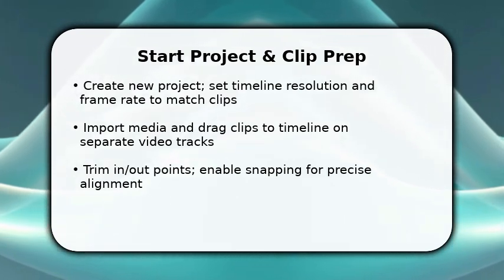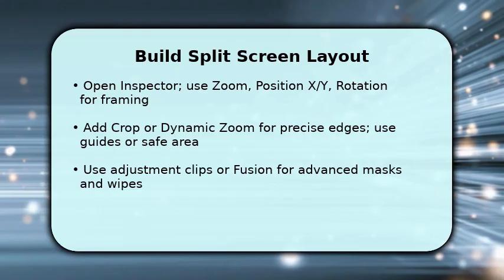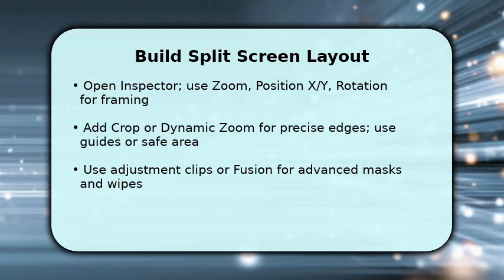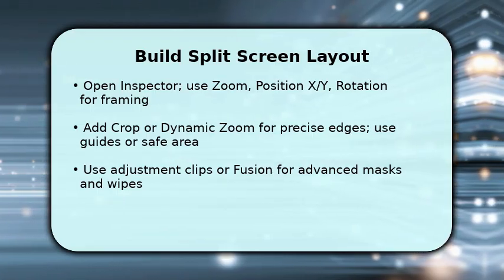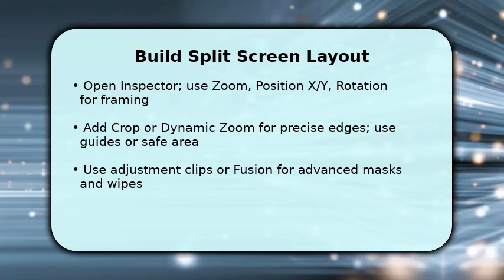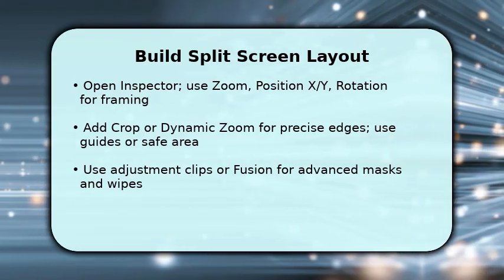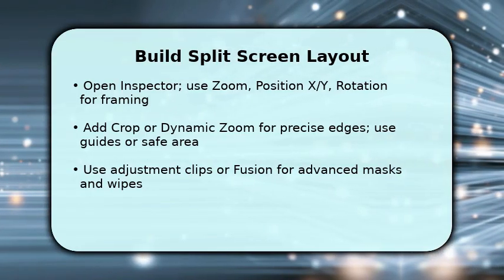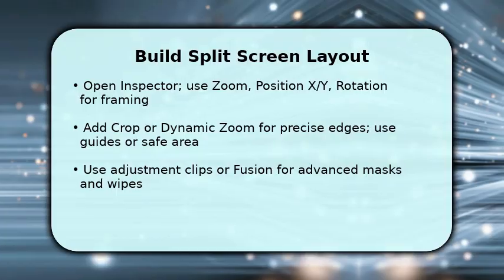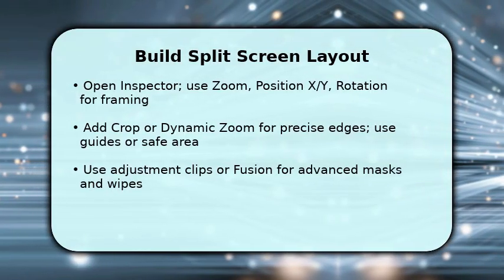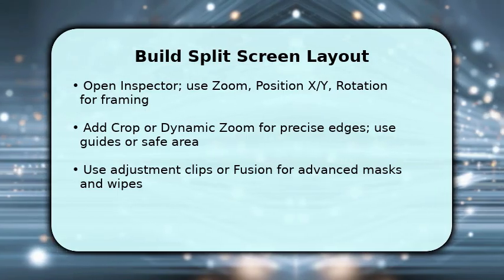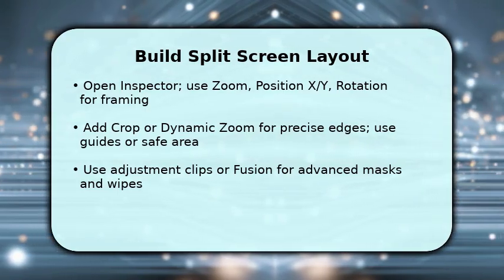faster to build. Now you create the visible split. Select a clip and open the inspector to adjust zoom and position X/Y. These controls let you place each shot in its pane. For clean edges, use crop or add a simple rectangle mask in Fusion when you need feathered borders. If you want consistent sizing across clips, copy attributes or use an adjustment clip with a transform node. Make sure to check the left and right edges and use guides so panes align perfectly. Otherwise, your seam will look off.